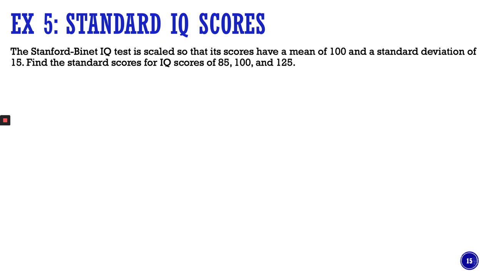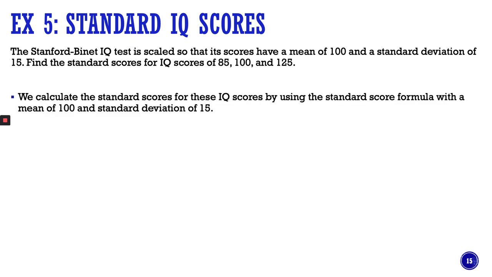Example 5. The standard Binet IQ test is scaled so that its scores have a mean of 100 and a standard deviation of 15. Find the standard scores for IQ scores of 85, 100, and 125. So we calculate the standard scores for these IQ scores by using the standard score formula with a mean of 100 and a standard deviation of 15.